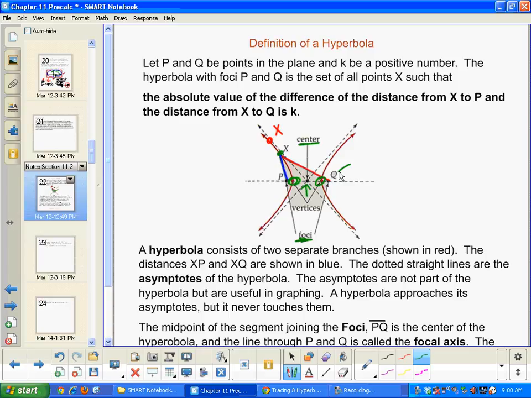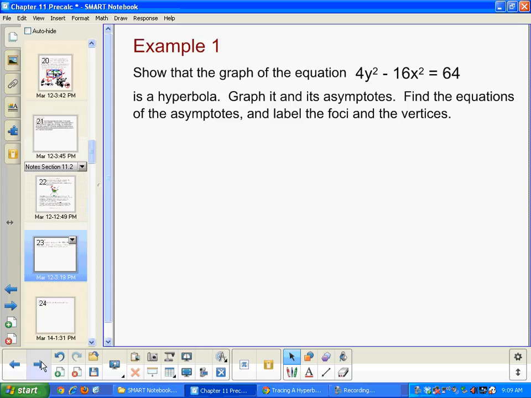And then you also have hyperbolas that open left to right or up and down. So that's going to give you a major and a minor axis there, just as we had with the ellipses. We're going to work through a couple of example problems. The first one, we're going to show that the graph of the equation 4y squared minus 16x squared is equal to 64 is a hyperbola.